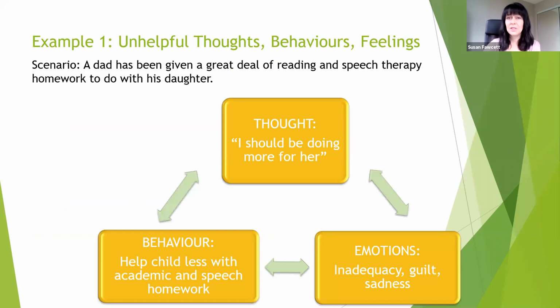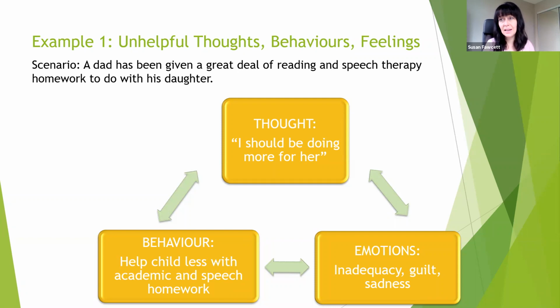So I'm going to take you through just a couple of quick examples here, with our CBT Triad and how this plays out. The scenario in this first example is that a dad has been given a great deal of reading and speech therapy homework to do with his daughter. He has the thought, as he leaves the therapist's office, oh, I should be doing more for her. And that makes him feel inadequate, sad, guilty, not very good things.